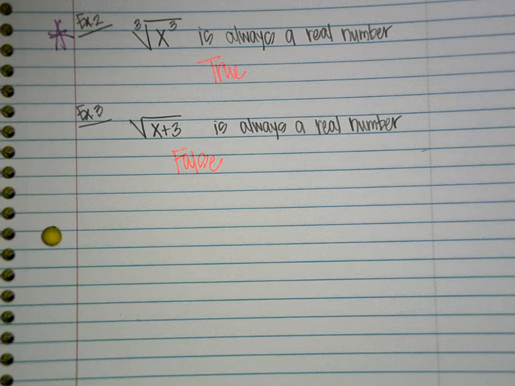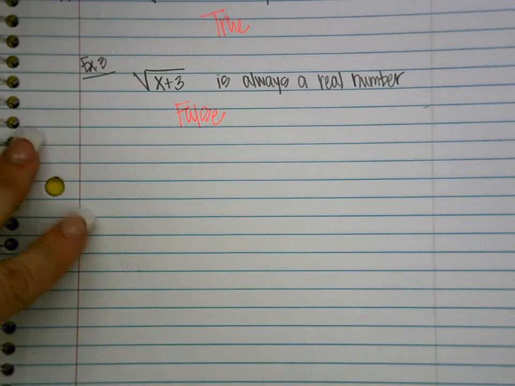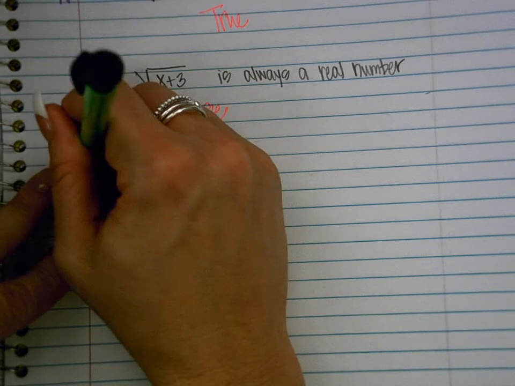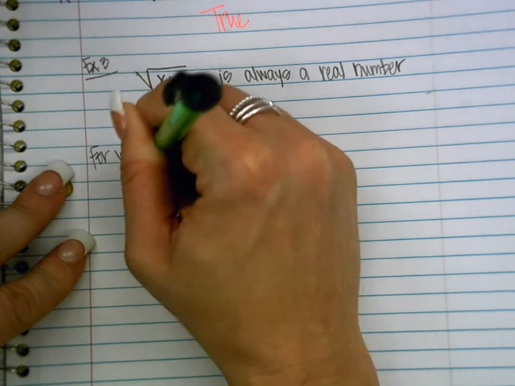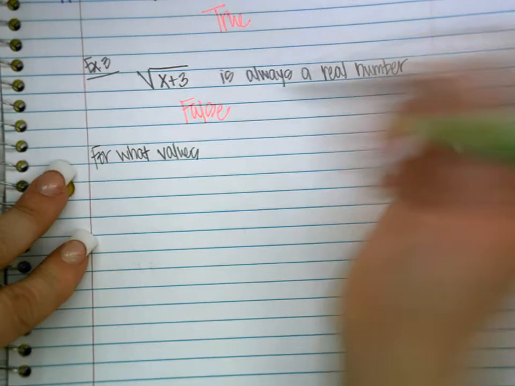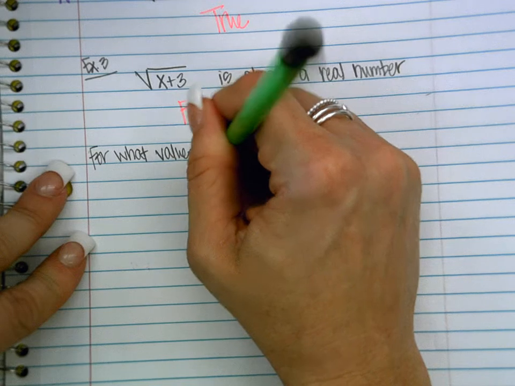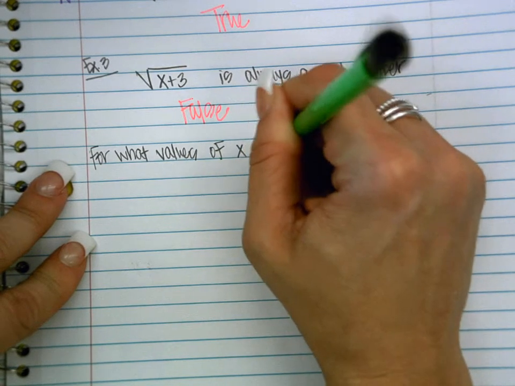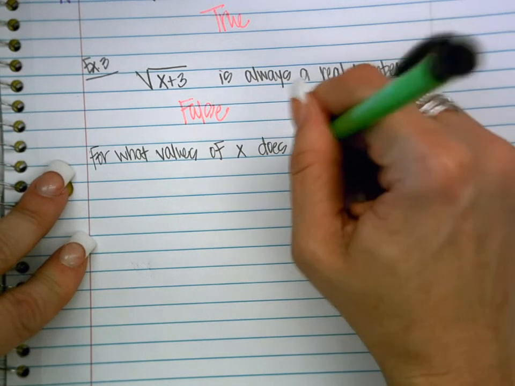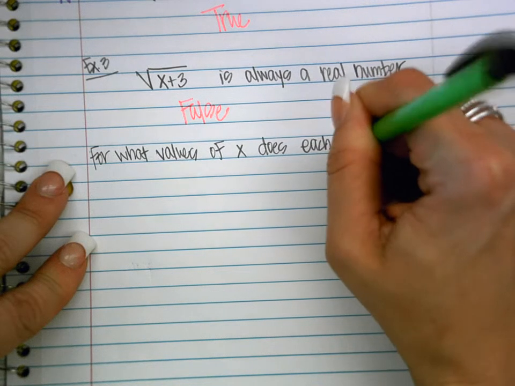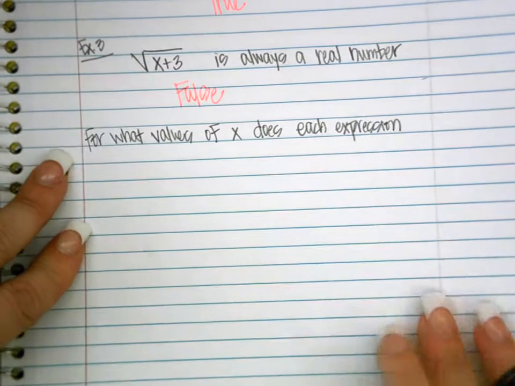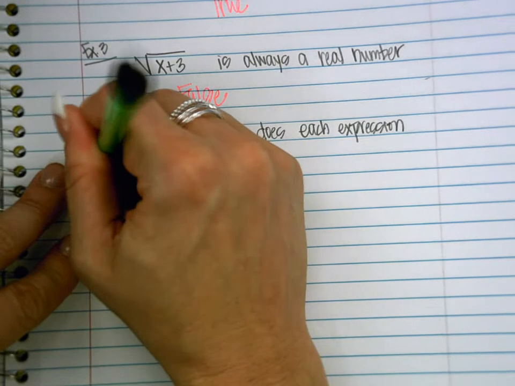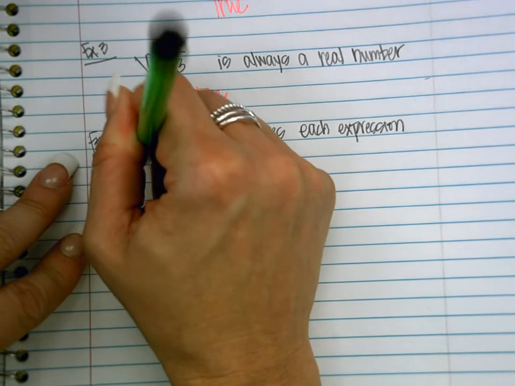The next thing that we're going to go over is, I only have 2 of them. I want to know for what values of x does each expression represent a real number?